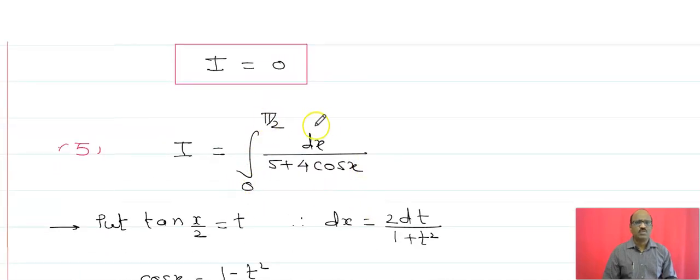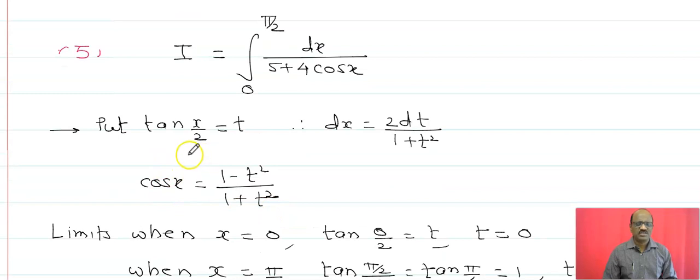I is equals to integral 0 to pi by 2 dx upon 5 plus 4 cos x. Now again here, a very standard substitution: tan of x by 2 is equals to t. Dx is equals to 2 dt upon 1 plus t square. What about the cos x? Cos x is 1 minus t square upon 1 plus t square.